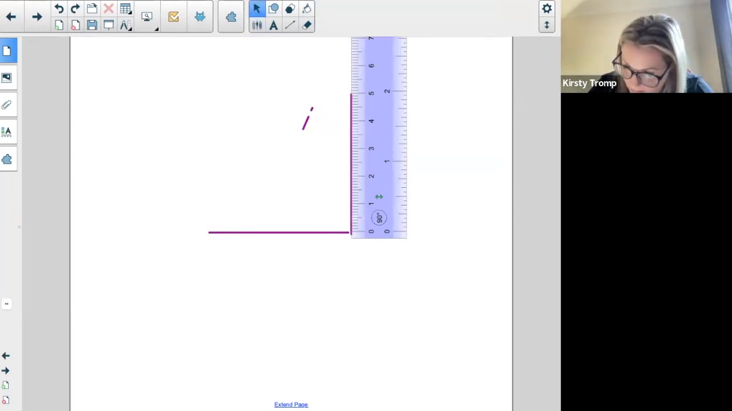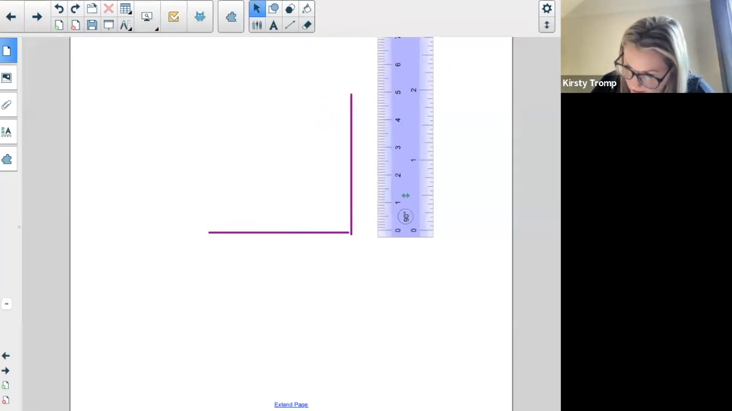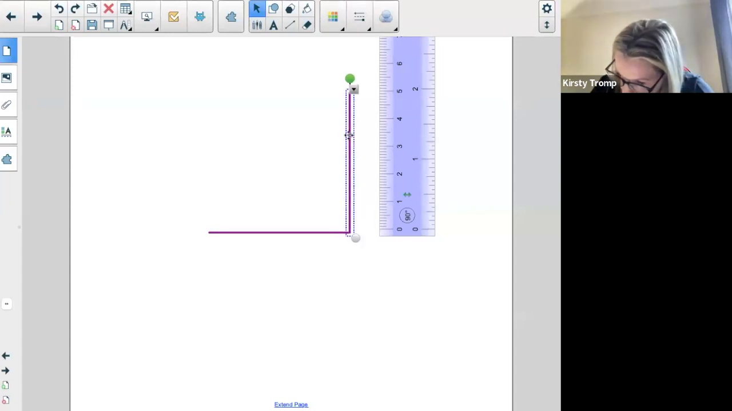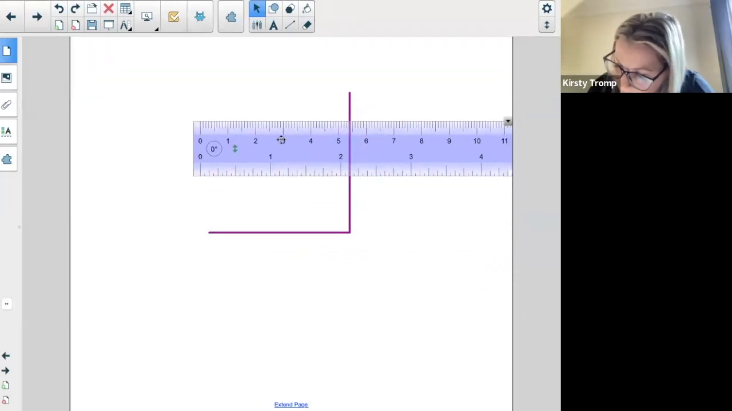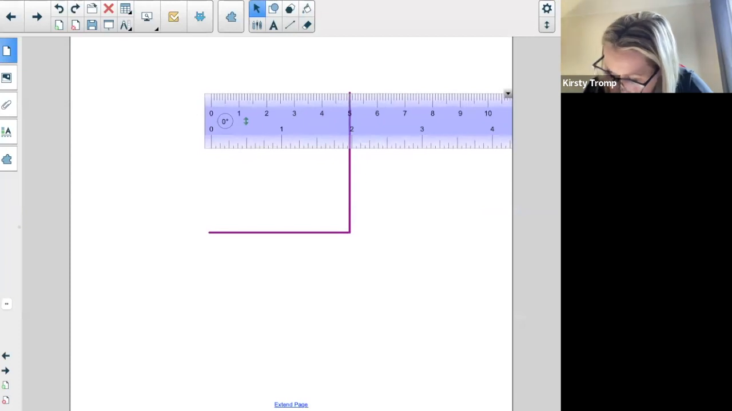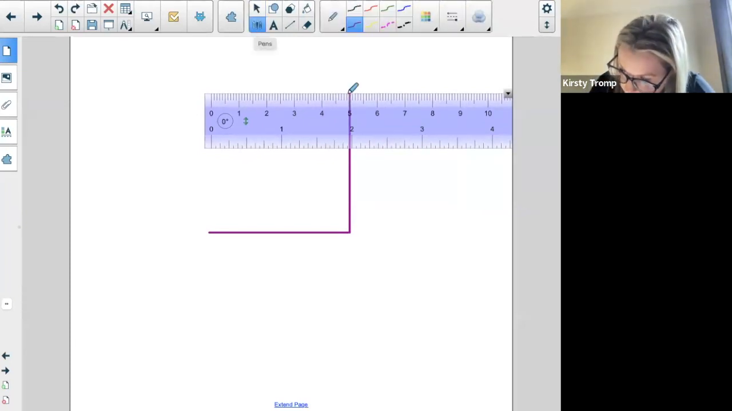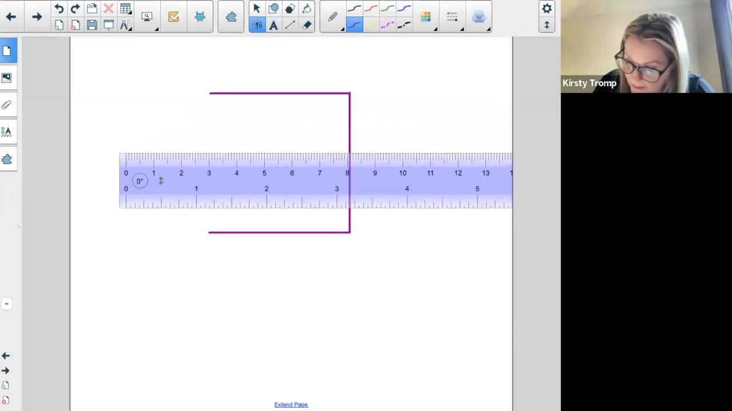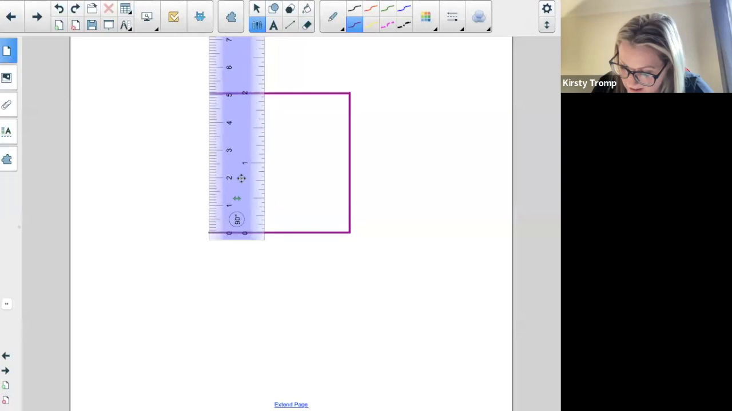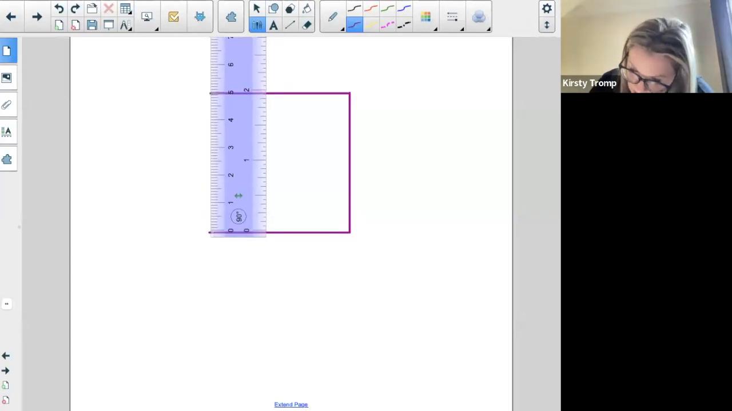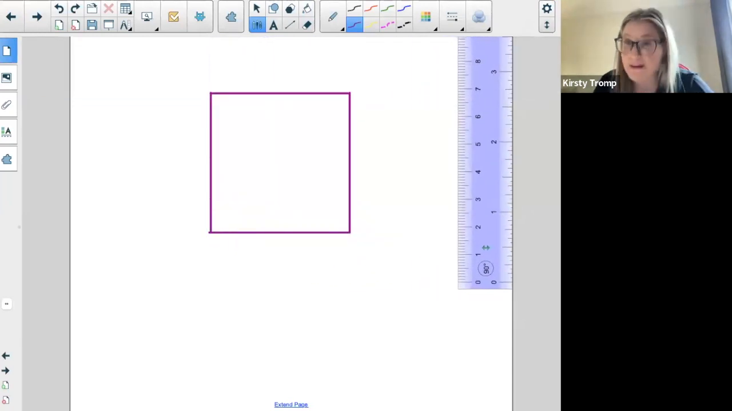Making a little bit of a mess here, huh? Move the lines a bit better. There we go. I'm going to move my ruler. I'm going to draw 5 centimeters this way. And I'm going to draw 5 centimeters this way. All right, so there's my first square.